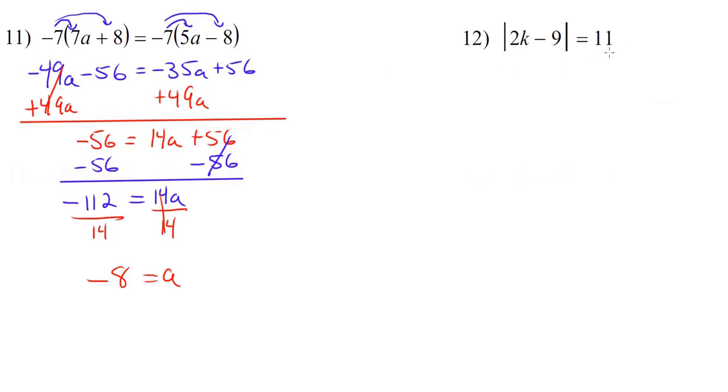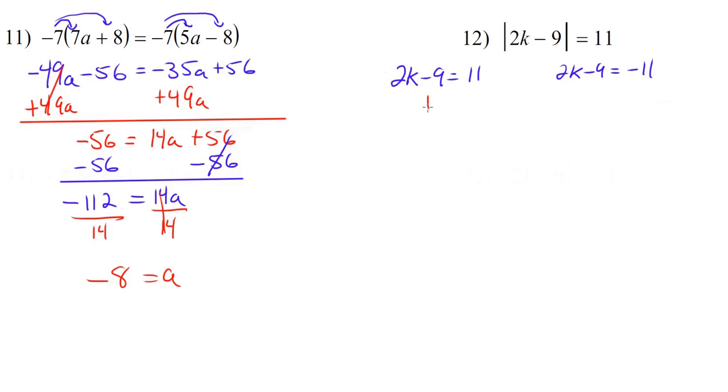Now remember, there are two numbers that have an absolute value of 11, and that would be positive 11 and negative 11. So if the absolute value of 2k minus 9 is 11, that means 2k minus 9 could either equal positive 11 or negative 11. So we use that to write two separate equations. One equation will be 2k minus 9 equals positive 11, and the other equation will be 2k minus 9 equals negative 11, and now we solve both equations.